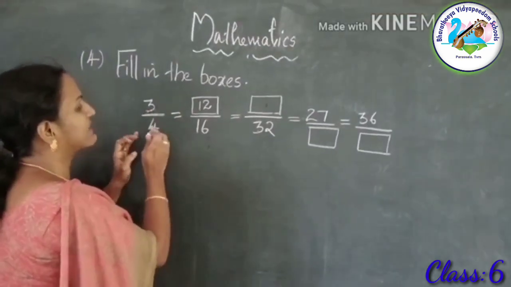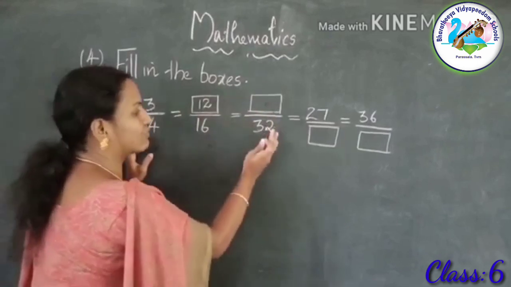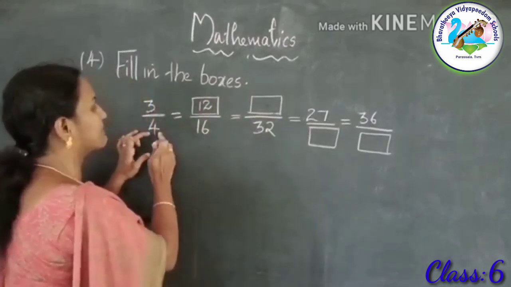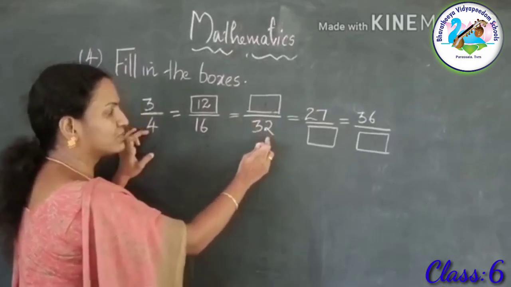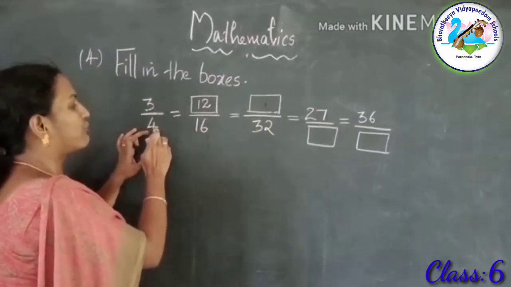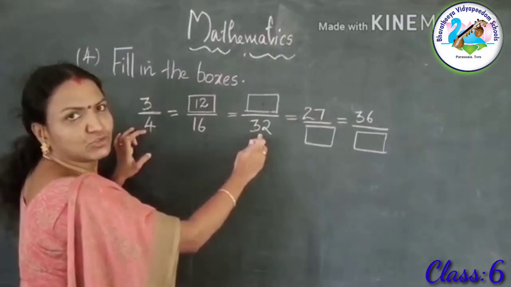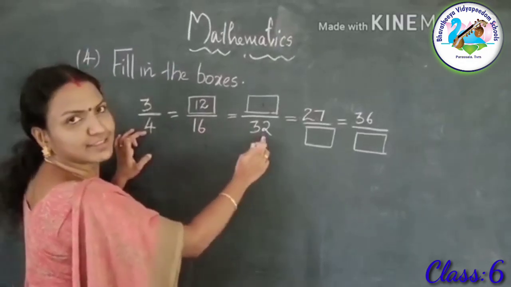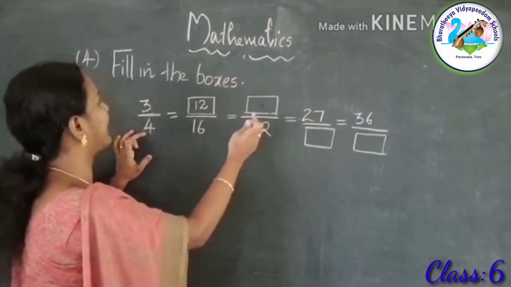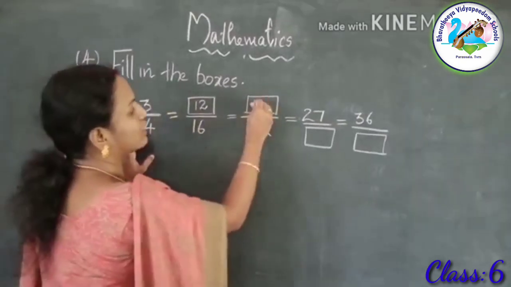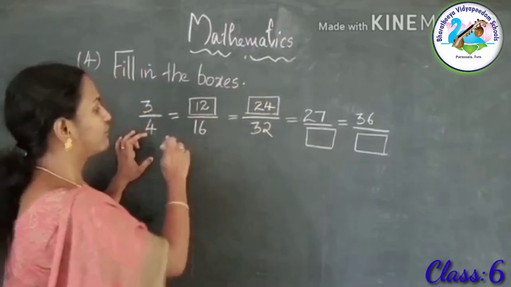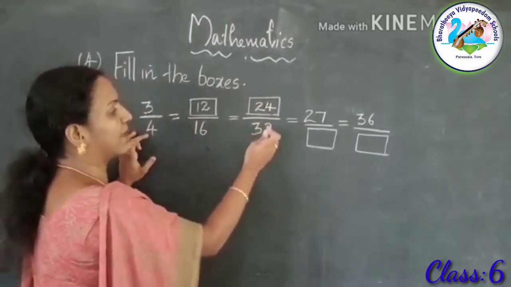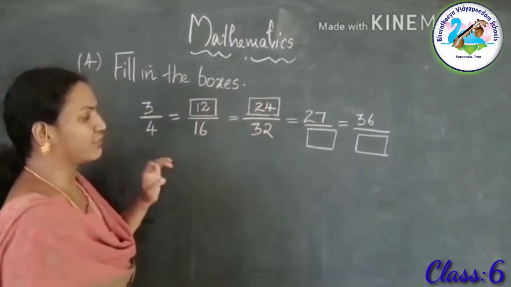Then compare the first fraction and the third fraction. First fraction 3 by 4. Third fraction dash by 32. 4 into 8 is 32. So multiply 3 with 8. 8 into 3 is 24.